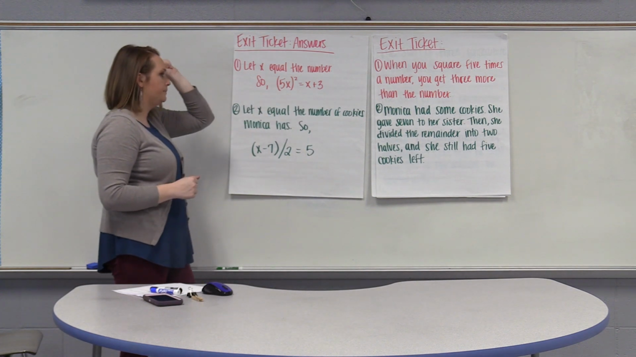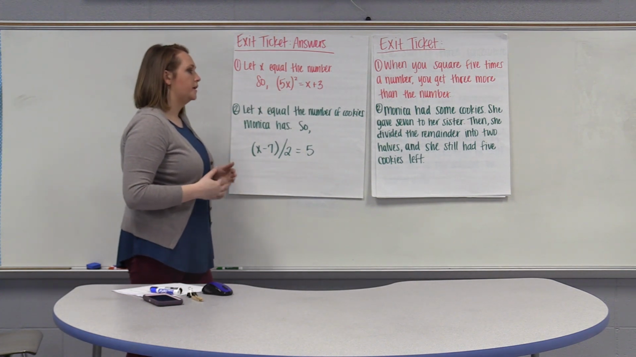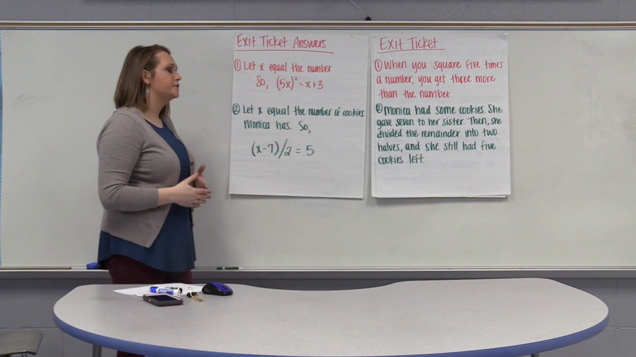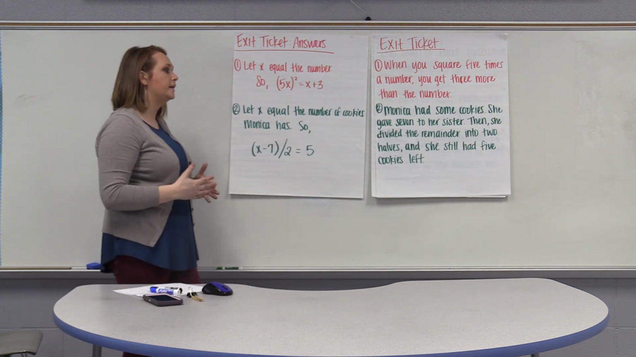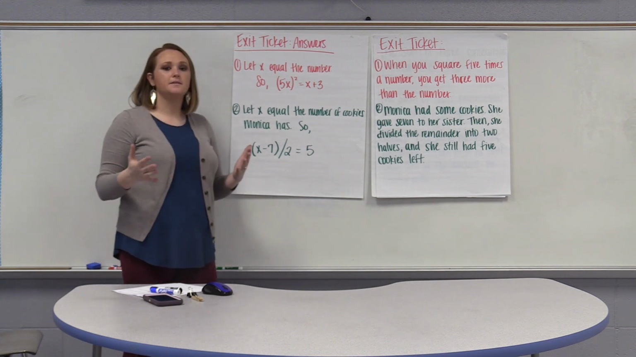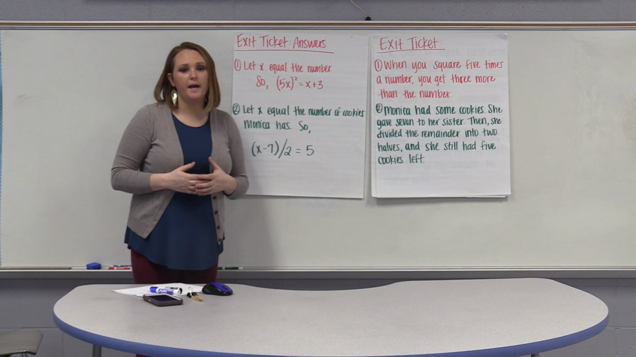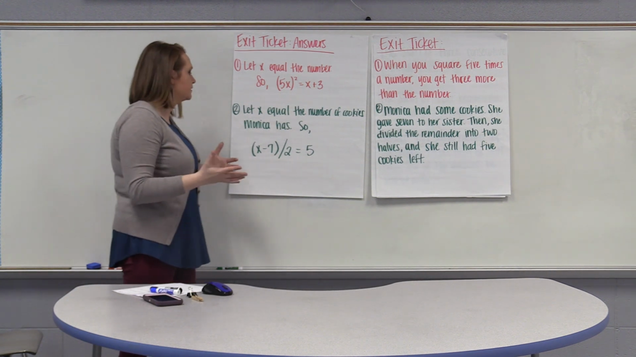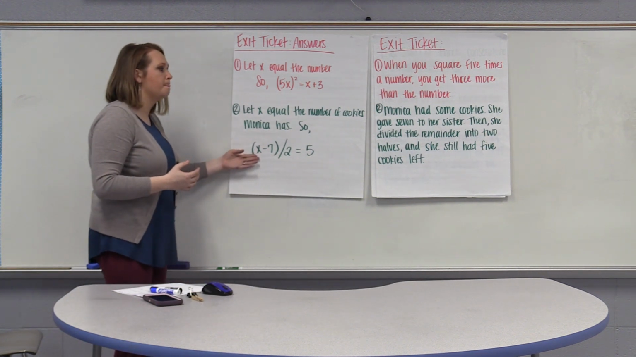Our second statement. Monica had some cookies. She gave 7 to her sister. Then she divided the remainder into 2 halves, and she still had 5 cookies left. So Monica had some cookies. We don't know how many cookies she had. We'll let X represent the amount of cookies she had.